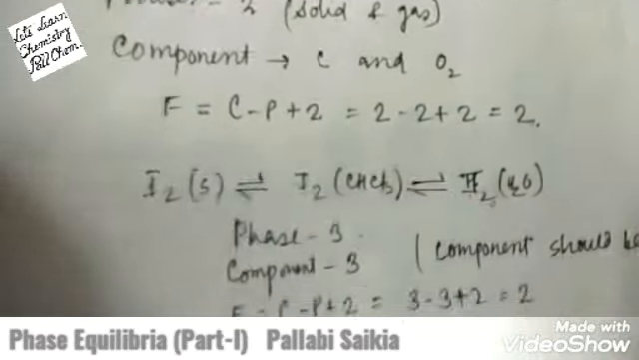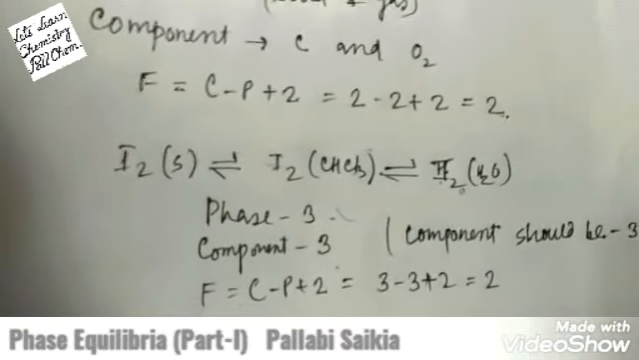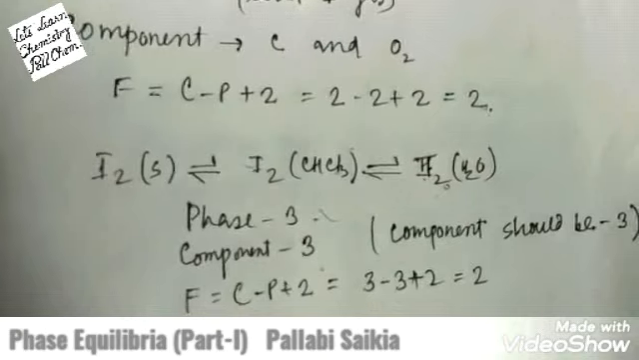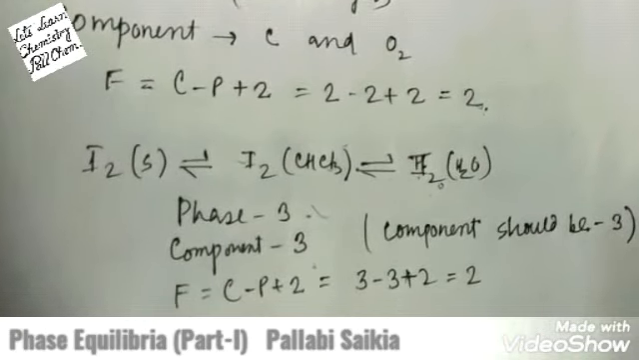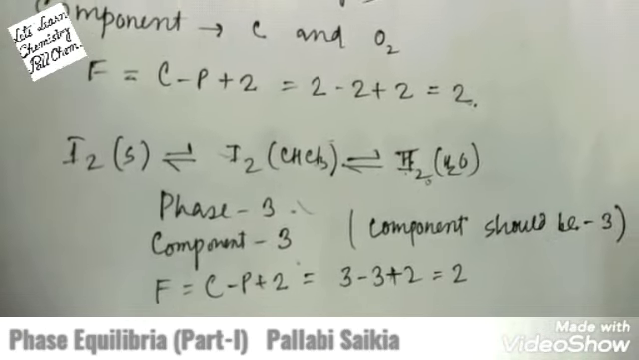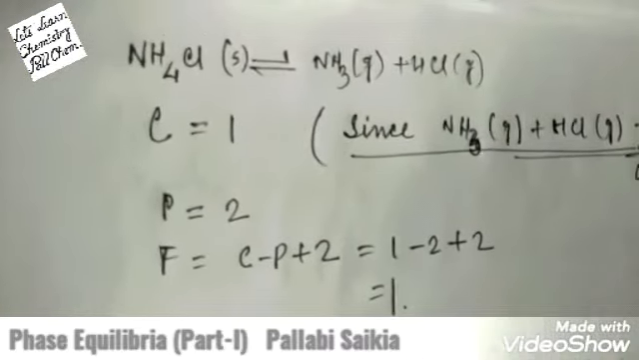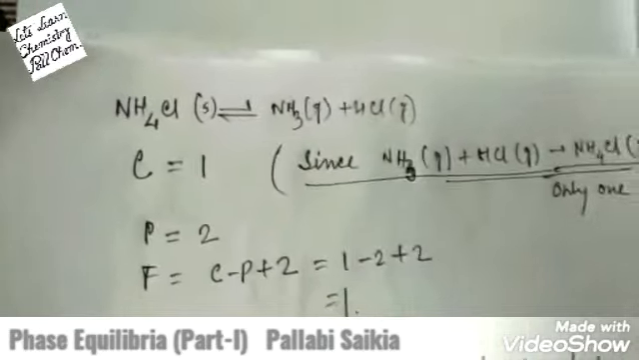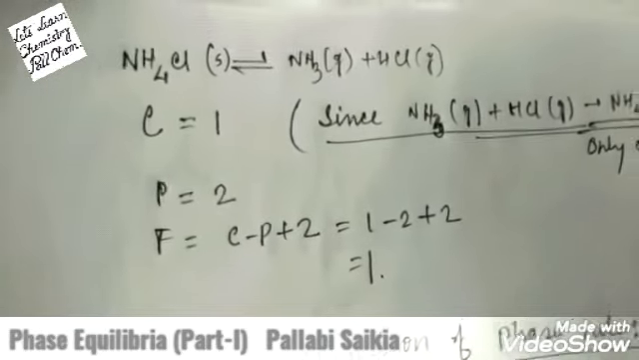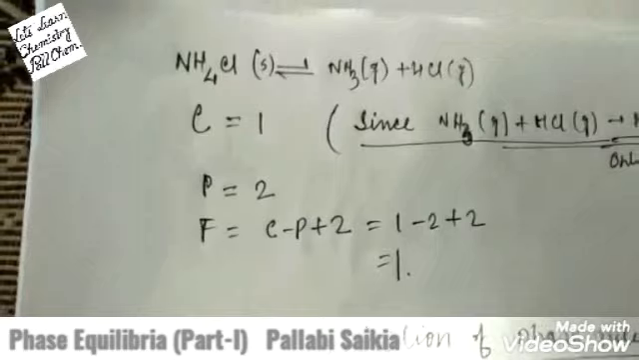Similarly, in a system of solid iodine, chloroform and water, the phase is 3, component 3, degree of freedom is 2. Similarly, ammonium chloride solid, ammonia gas and HCl gas are in equilibrium, then the degree of freedom is 1.